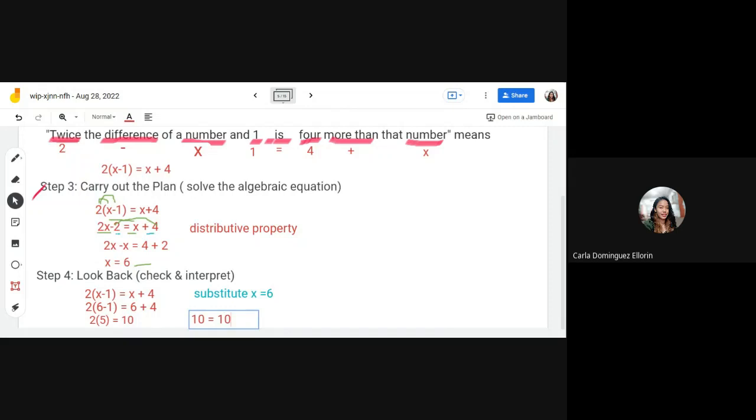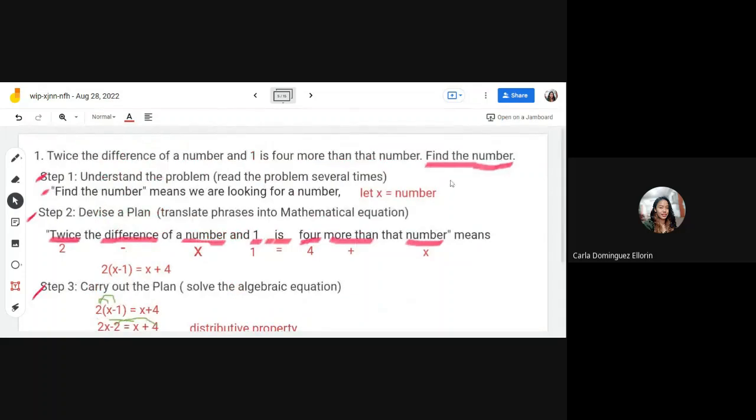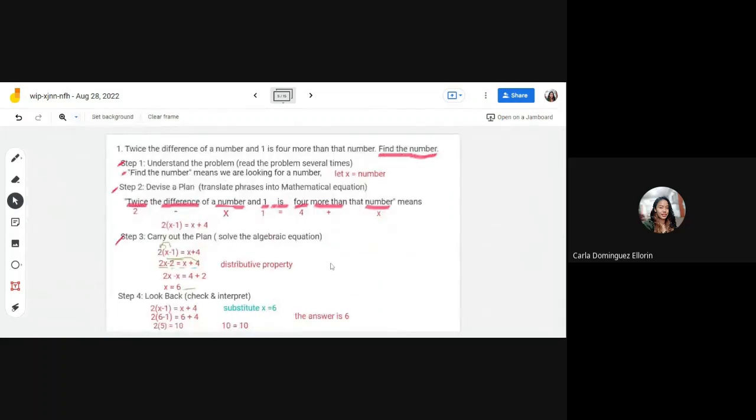So, we get the same answer, equal siya. 10 is equal to 10. So, therefore, the answer is 6. So, yung hinahanap nating value ni x or the number that we are looking for is 6. Okay, so that is an example of a number problem.